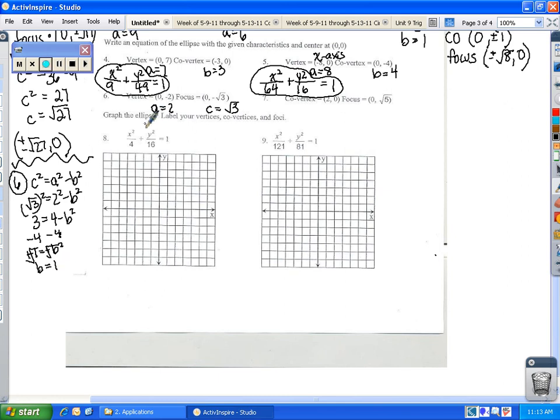I'm going to now look and see which axis is associated with the vertex. Since 0, negative 2, excuse me, is on the y-axis, I know that that's going to go with the y. So my equation is going to be x squared over b squared, which is 1, plus y squared, again my major axis here, over 4, equals 1.